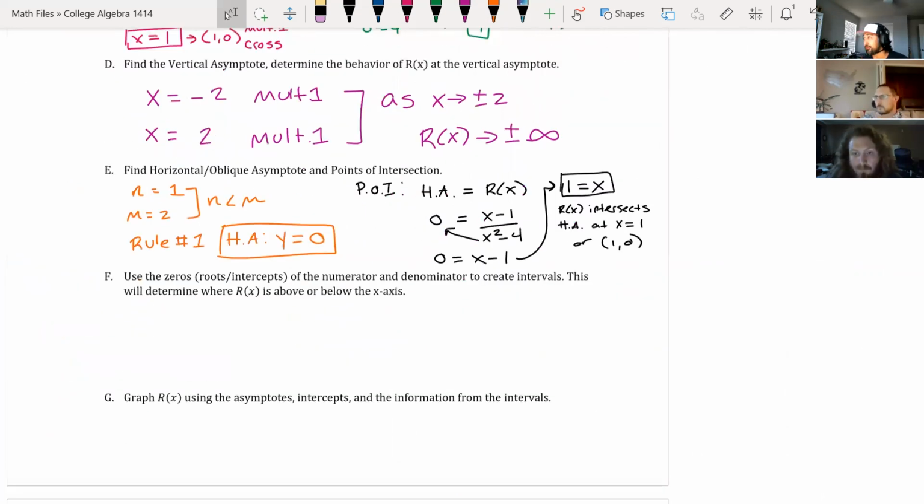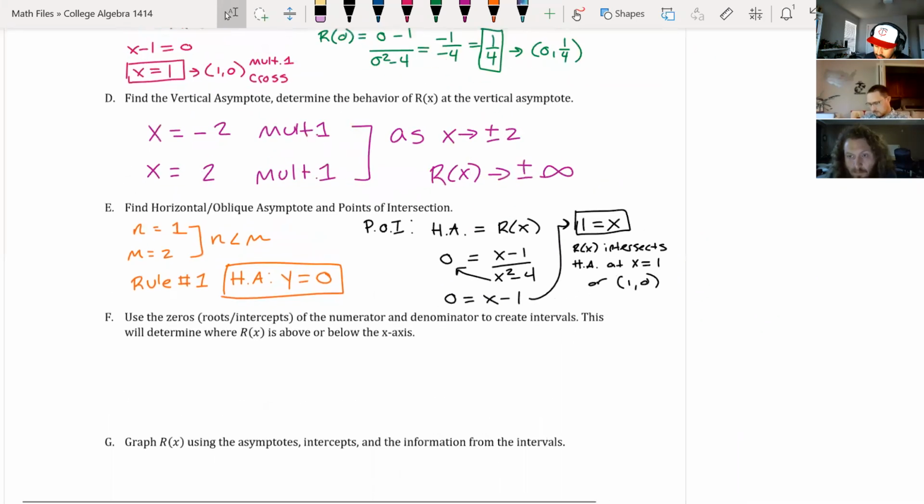So now in step F, use the zeros or the roots or the intercepts of the numerator and the denominator to create intervals. So what we're going to do is create a number line, or a sign chart is what it's called. We're going to take all the x values we have found, plot them on the sign chart, and then we're going to create intervals, and we're going to pick test numbers in between each interval. And this is going to tell us where the graph is above the x-axis and where the graph is below the x-axis. So here's how we're going to start this.